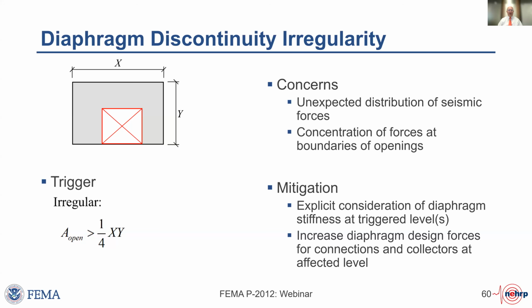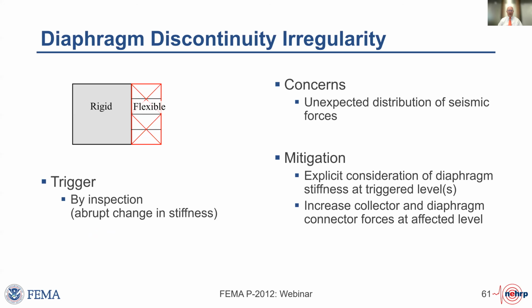For the diaphragm discontinuity irregularity, consider a large opening, let's say. The concern is that we could get something that we didn't anticipate there. We wouldn't understand correctly the distribution of seismic forces, and we could get concentrations of demands at the opening. How do we fix that? Well, we have to think about explicitly the diaphragm stiffness, and then we need to increase some demands where necessary. The diaphragm discontinuity irregularity also occurs where we've got flexible versus rigid systems and abrupt changes in the behavior that we need to think about those stiffnesses explicitly, or we'll miss the real issue.